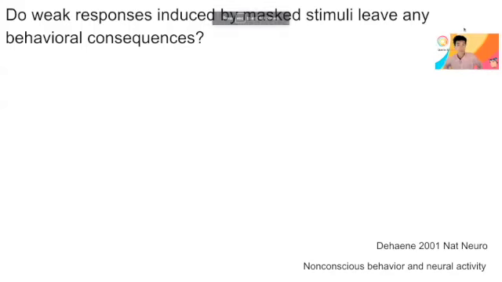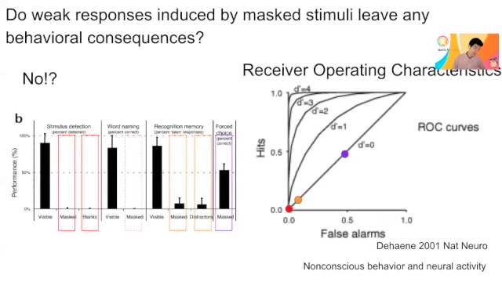So before concluding, Dehaene asked the following very important question. Do weak responses induced by the masked stimuli leave any behavioral consequences? And according to 4 behavioral experiments, of course, the answer is no, right? Either stimulus detection, or word naming, or recognition memory, or post choice, they found basically there's no way to find any kind of behavioral consequences of the masked stimuli.